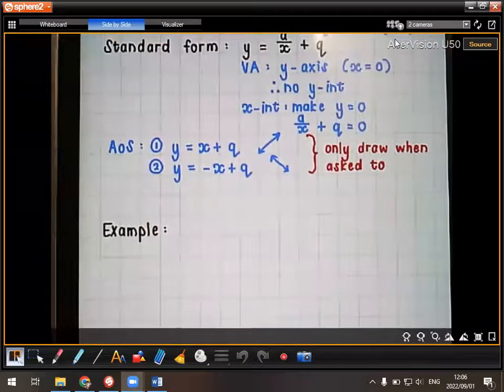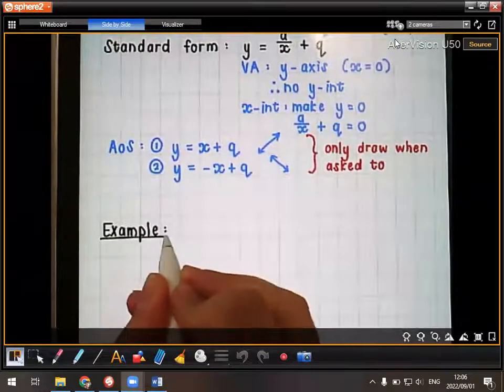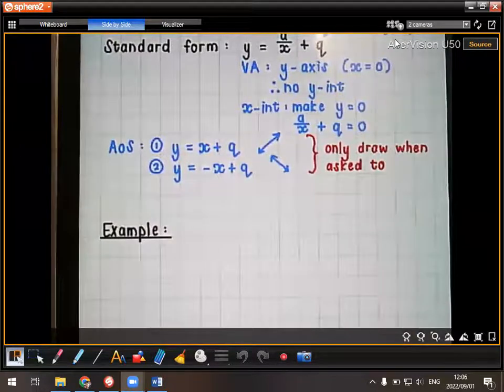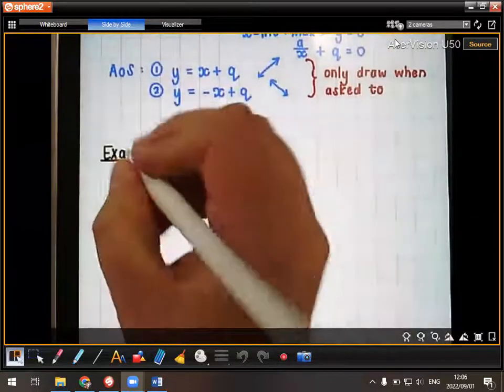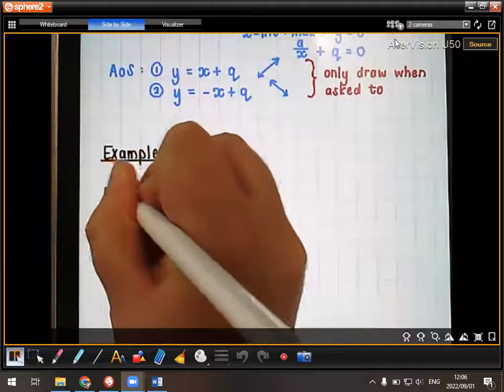So for this example, we are going to draw one of these together and then you're going to do some practice on your own. So draw the graph.